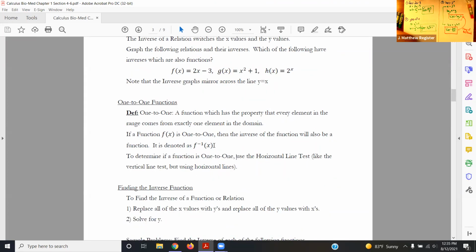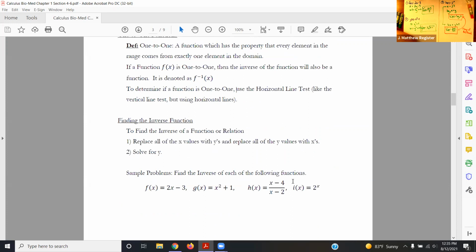Let's see. This actually asks us to graph them, and then this is asking us to find the inverses. Well, we already found the inverses of these functions, so we are good with that. To find the inverse of functions, replace all the x and y values, and then solve for y. And we already did the f of x, the g of x, and the I of x function. The h of x function, very similar. I wouldn't stress it too much.